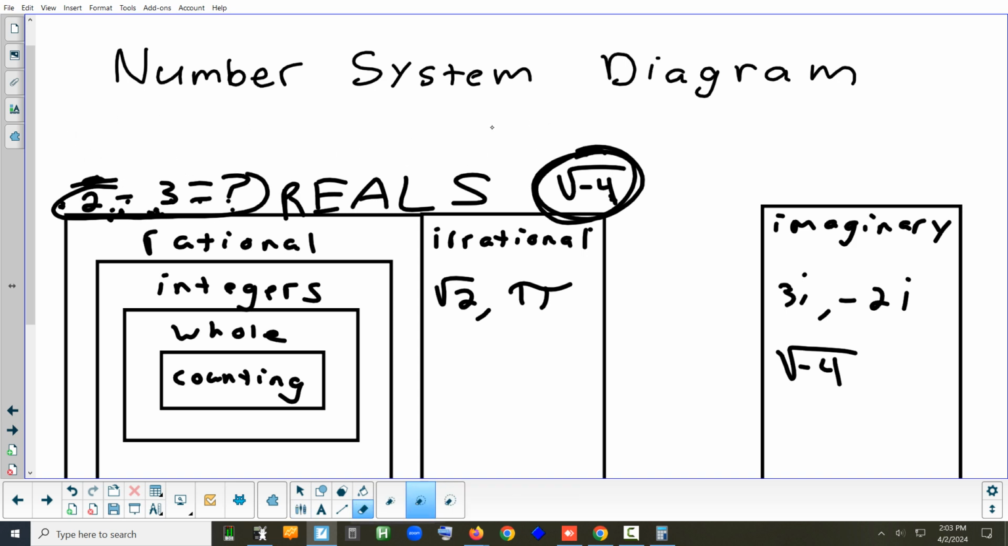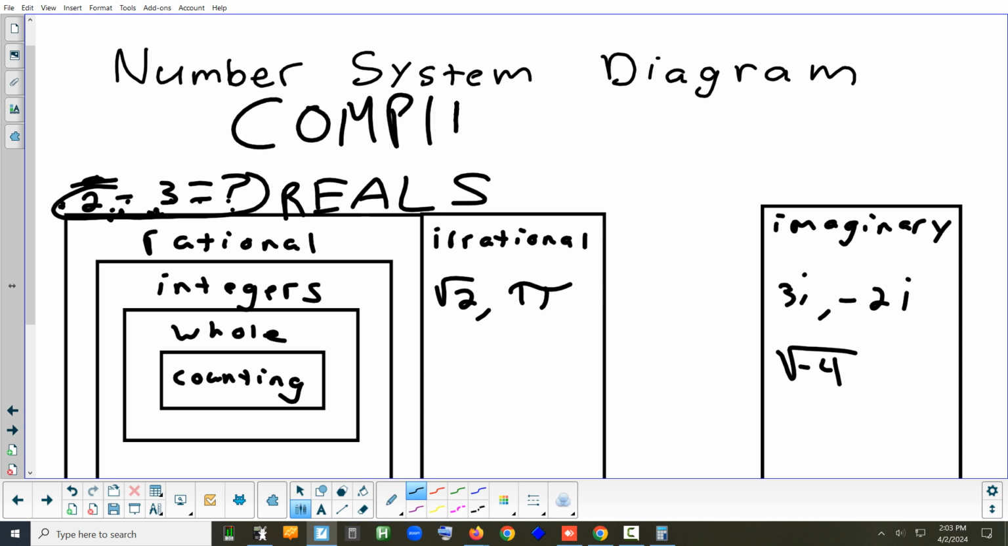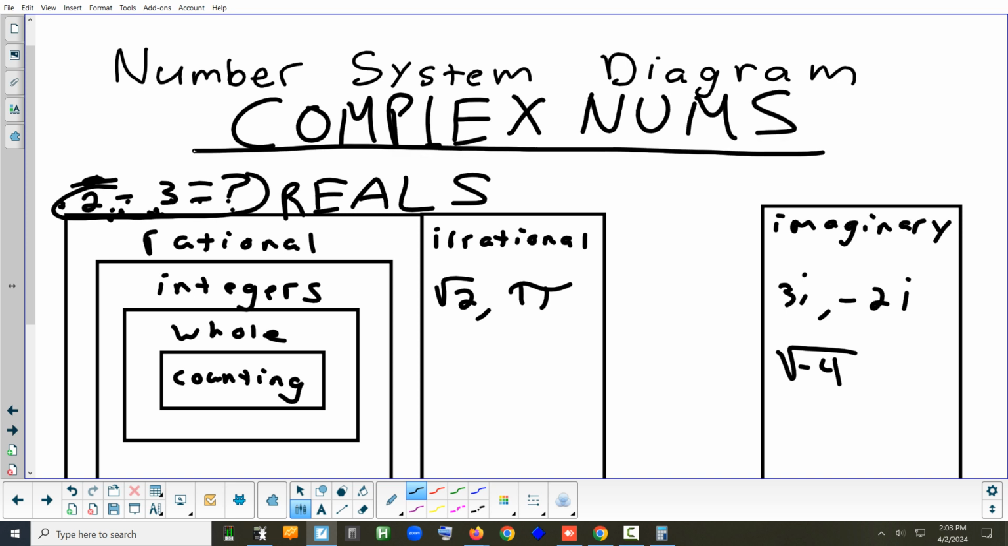So where does complex fit in? Well, complex is all of that. Okay, so complex numbers are basically this whole thing. All the reals and all the imaginaries. That's the complex number system. So technically, even in Algebra 1, every number that you deal with is a complex number. It's just the imaginary part is usually 0. You don't have an imaginary part. And that's what we're going to talk more about right now, okay, complex numbers.